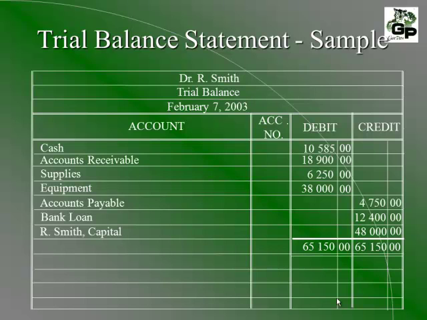Then we complete all the other accounts. Accounts receivable, supplies, equipment, and so on. So we put the debit accounts, the ones that have a debit balance, in the debit column, and we put all the ones with a credit balance in the credit column. When we total these up, we should have a total in the debit column that equals a total in the credit column.